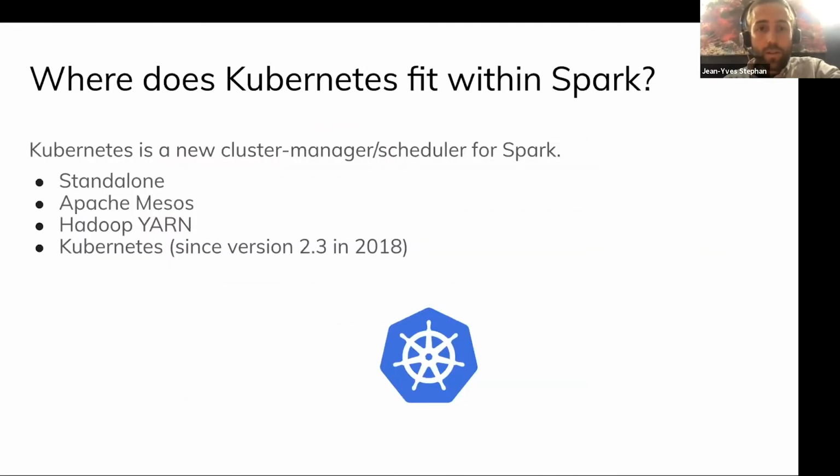Now, where does Kubernetes fit within Spark? Well, one thing that Spark doesn't do is manage the cluster, manage the containers, manage the executors. It can request executors, but it's not going to launch the instances to run them. So for that, it needs a cluster manager. And Kubernetes is a new cluster manager for Spark. The other cluster managers are Standalone, which is built in with Spark, Apache Mesos, Hadoop YARN, which is by far the most common cluster manager today, and Kubernetes, which is the new kid on the block. It's been available since Spark version 2.3 in 2018.